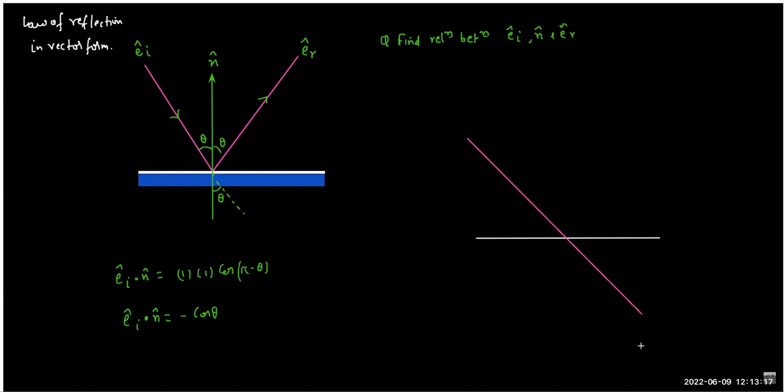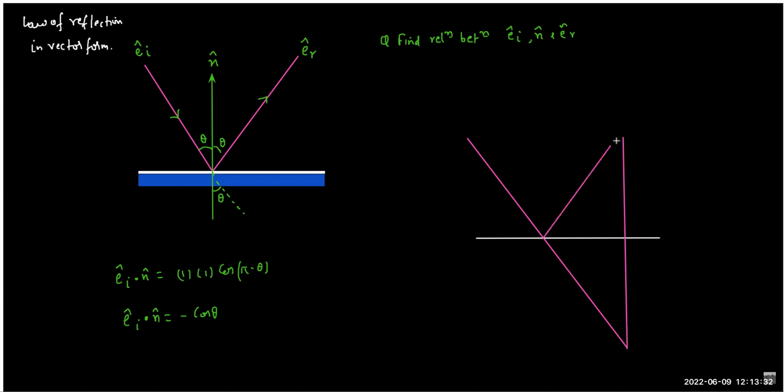You just need to extend this line. Which line? The normal and the incident ray, and draw something like this, and draw something like this. This is a simple construction. I'll come to how it is done.